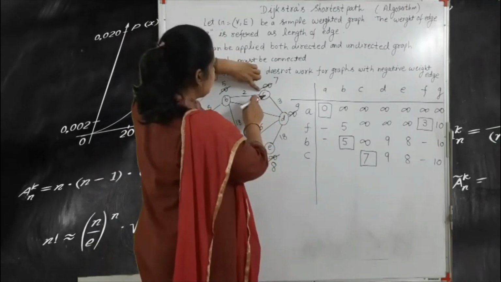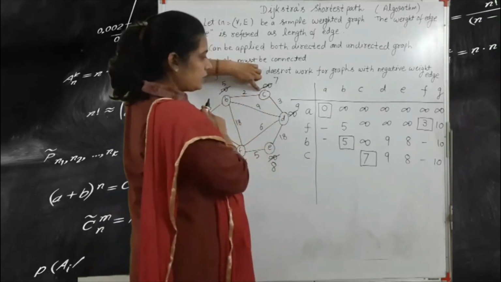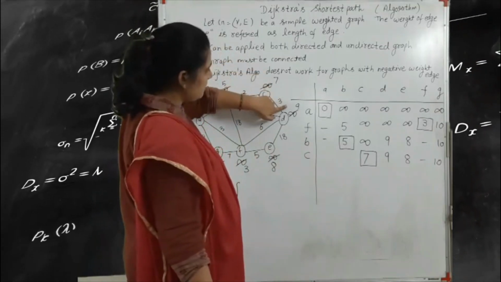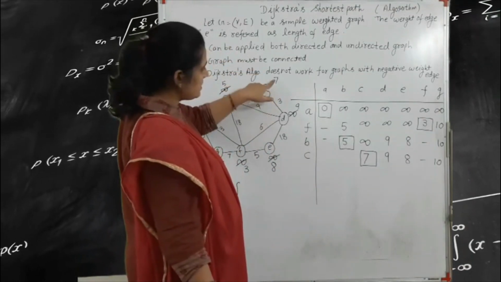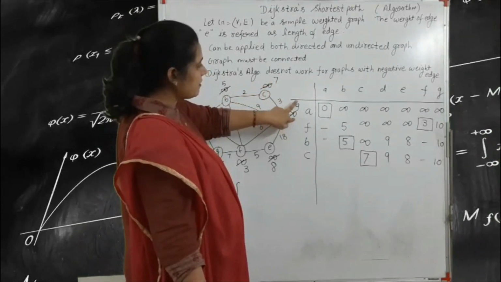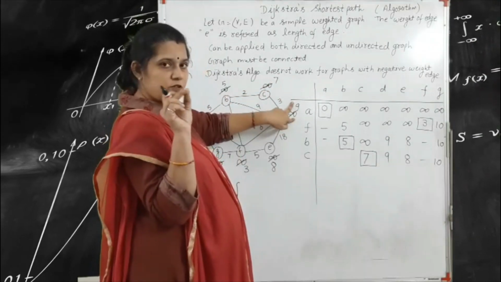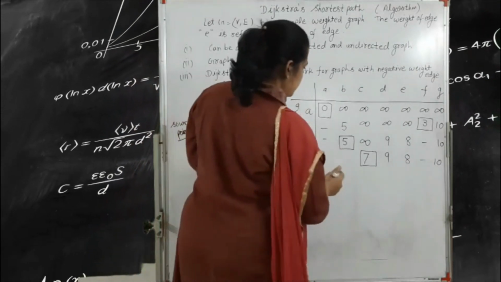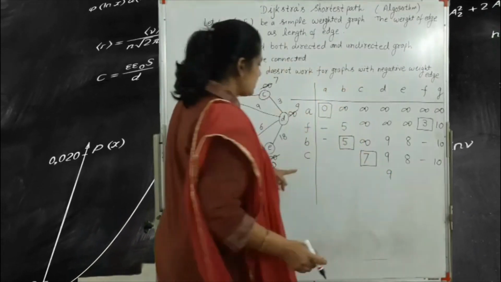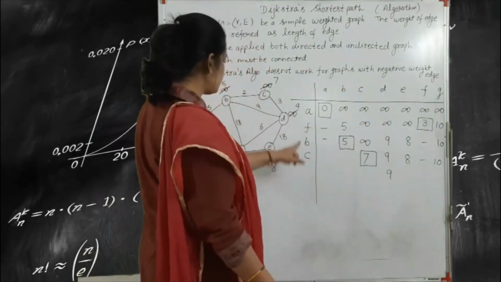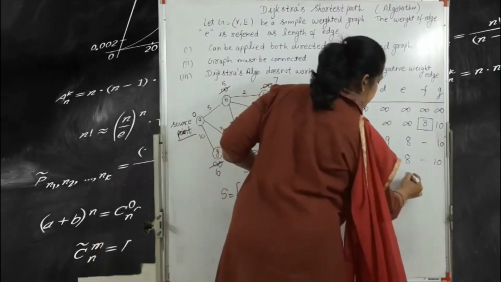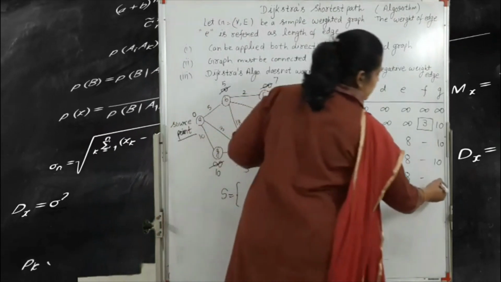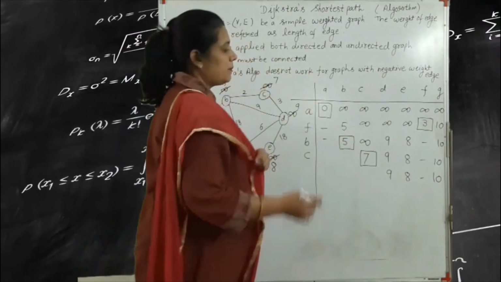C vertex is connected with B and D. B is already completed, so we write here B to D. C to D is 7 plus 3, 10, and here we write again the 9. So 9 is less than 10, so we consider only the 9. That means here we write the 9. C to E is not directly connected, so we write here 8, dash. C to G is not connected, so we write here the upper value as it is.